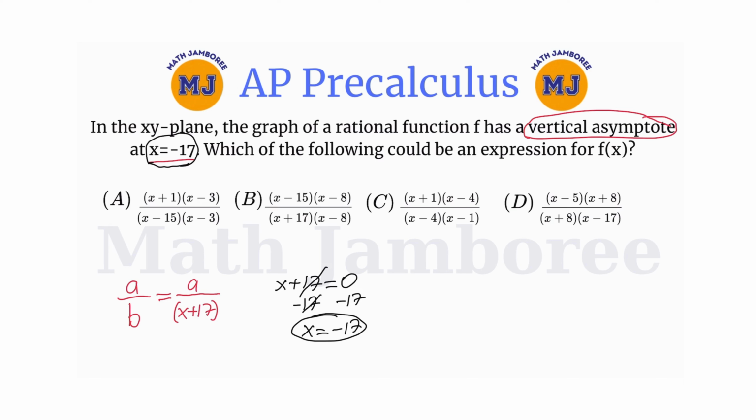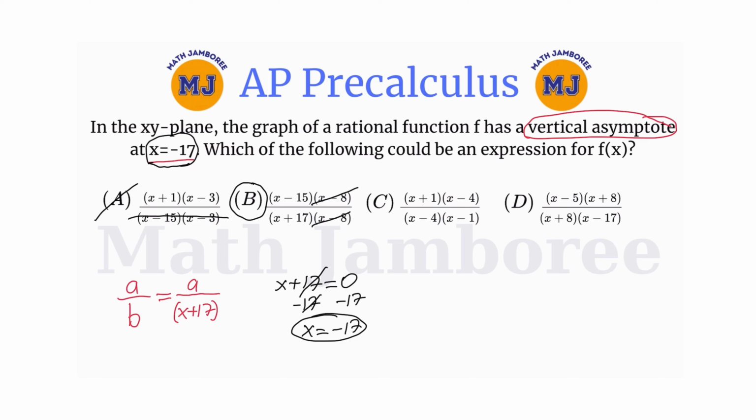With this logic, if you look at choice A, no, we don't have x plus 17 in the denominator. Then we can go ahead and eliminate choice A. Choice B, we have x plus 17 and x minus 8, and they are not canceling each other out. So this is exactly what we're looking for then.